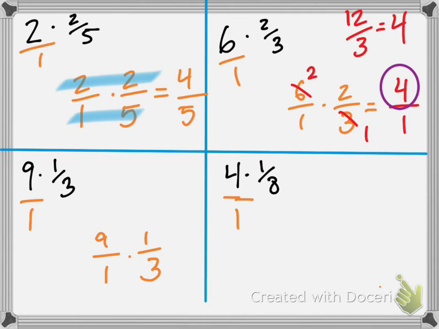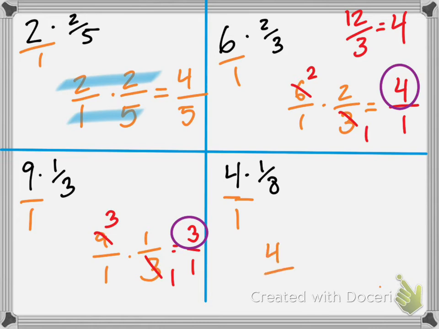I can cross cancel the 9 and the 3. What are they both divisible by? 3. 9 divided by 3 is 3. 3 divided by 3 is 1. 3 times 1 is what, Cynthia? 3. 1 times 1 is what, Cynthia? Anything over 1 is just itself. Congratulations, we solved that problem.